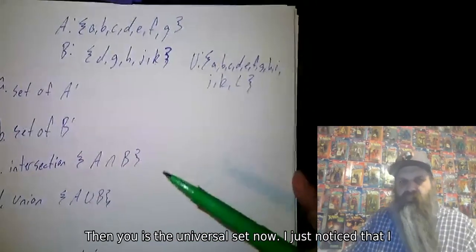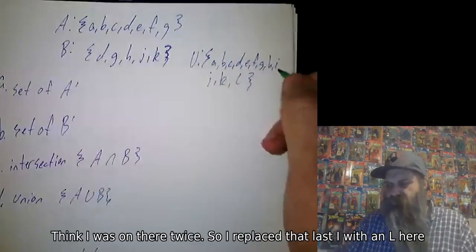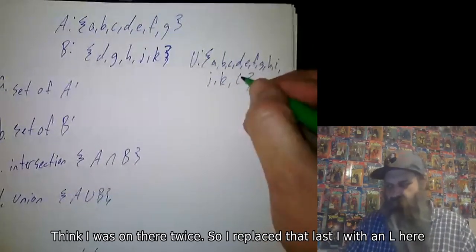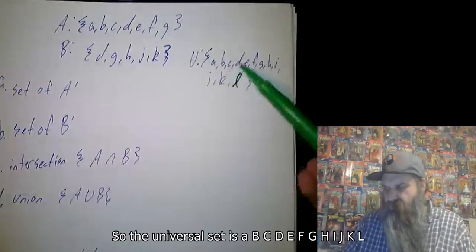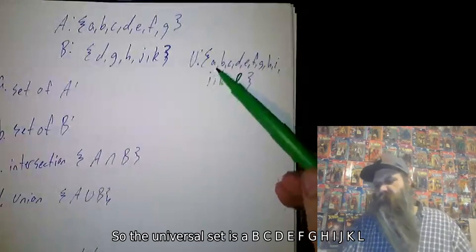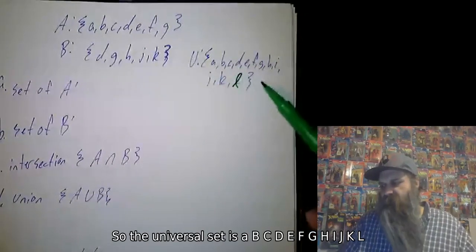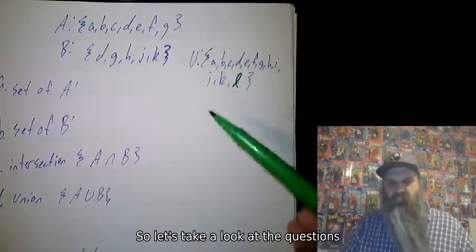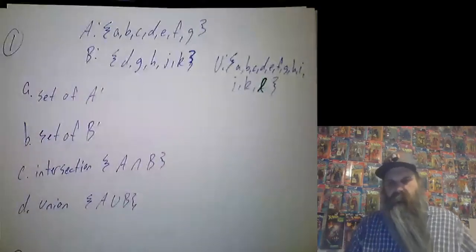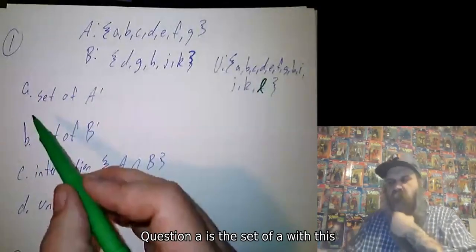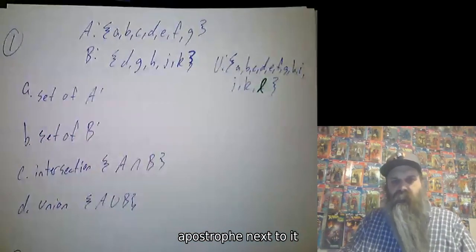And then U is the universal set. Now I just noticed that I think I was on there twice. So I replaced that last I with an L here. So the universal set is A, B, C, D, E, F, G, H, I, J, K, L. So let's take a look at the questions. Question A is the set of A with this apostrophe next to it.